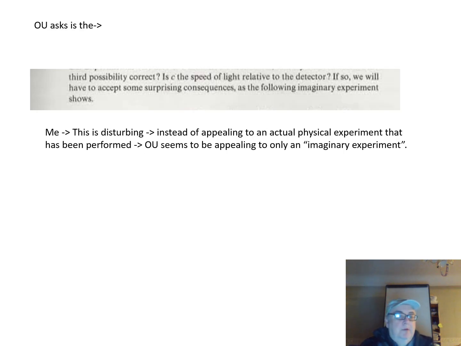So Open University asks, is the third possibility correct? Is c the speed of light relative to the detector? If so, we will have to accept some surprising consequences, as the following imaginary experiment shows. Now this is disturbing because instead of appealing to an actual physical experiment that has been performed, Open University seems to be appealing to only an imaginary experiment.